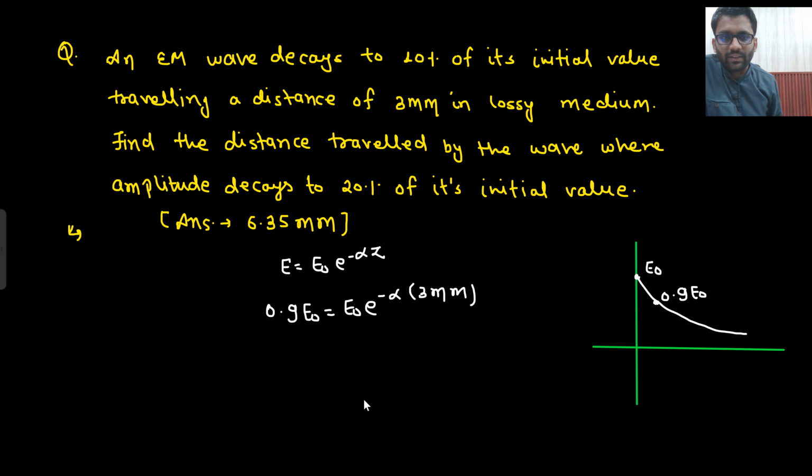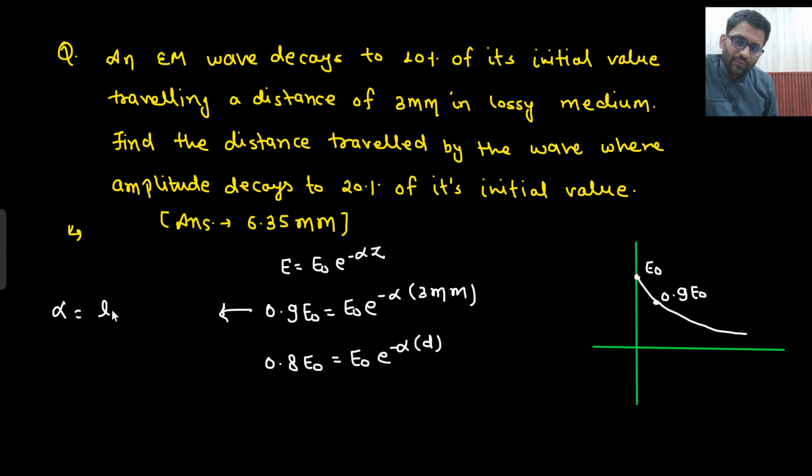What else are they saying? Find the distance traveled by the wave where amplitude decays to 20% of the initial value. That means when you are getting 0.8 E0, what will be the distance? This is what they are asking. So E0 gets cancelled. From here I can get the value of alpha. What will be the value of alpha? Alpha will be ln 0.9 divided by 3 mm. Nepers per millimeter you will get.